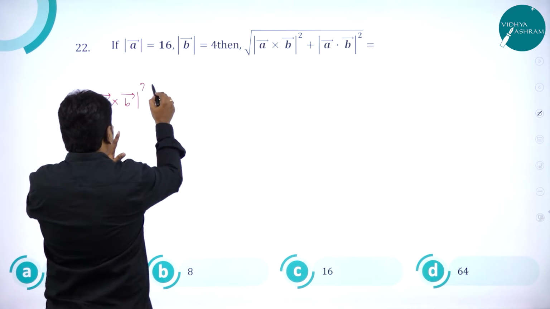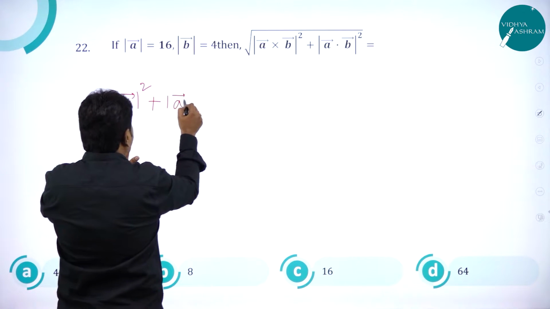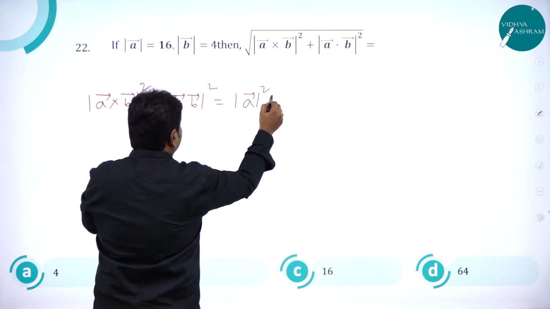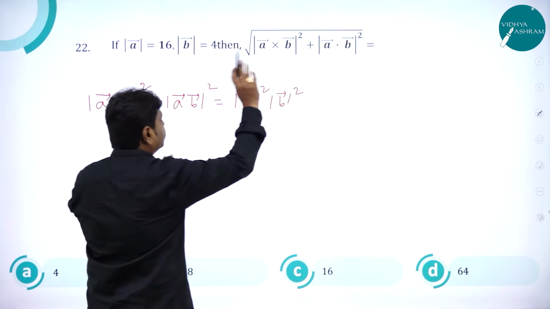So magnitude of A cross B the whole square plus dot product magnitude the whole square is always individual magnitude squares. Magnitude A square into magnitude B square makes your process simpler.